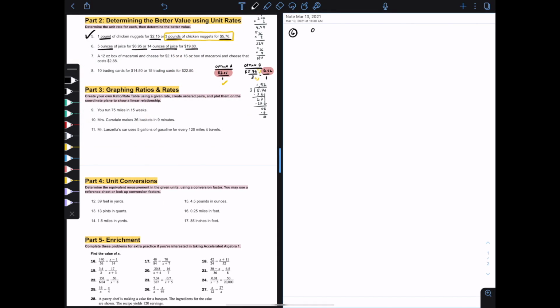And write down those two as rates, right? So if we have option number 1, that is going to be $6.95, and that's for 5 ounces. And then for option 2, we have $19.60, and that is going to be for 14 ounces, right?